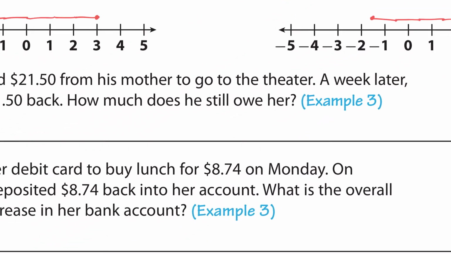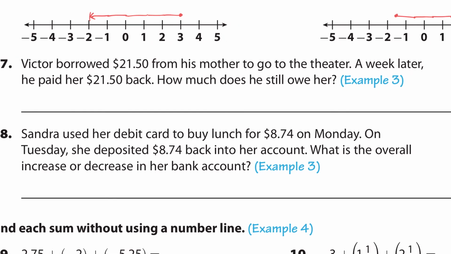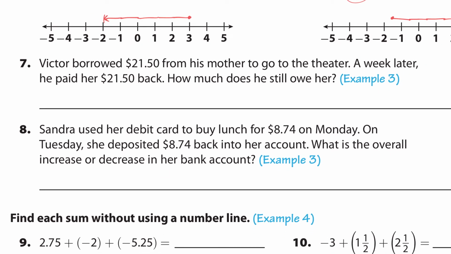Okay, let's take a look at this word problem, which if you need a reference, is back in example 3. Victor borrowed $21.50 from his mother to go to the theater. A week later, he paid her $21.50 back. How much does he still owe her? Well, isn't that just zero? Negative $21.50 because he borrowed it, and then plus $21.50, and that's just $0.